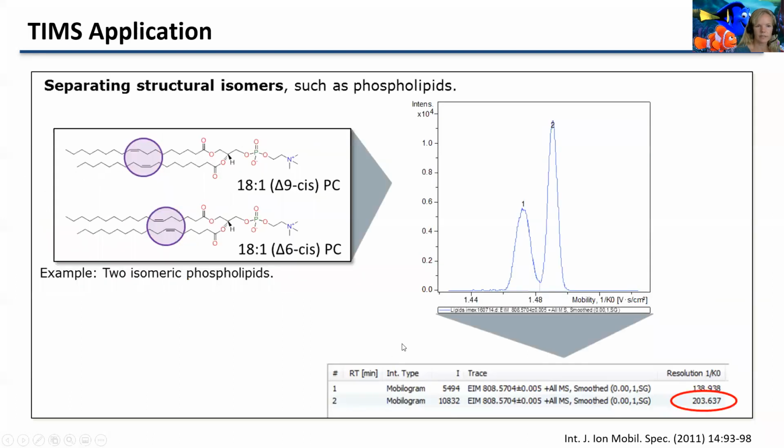So this allows you to get really high resolving power if you slowly ramp the molecules out. The slower you ramp them, the higher resolving power you get. In this case, they were doing some phospholipid structures where they had the double bond position at either position 9 or position 6. Both are in a cis orientation, but they were able to ramp so slowly that they could get a nice resolving power of 203.